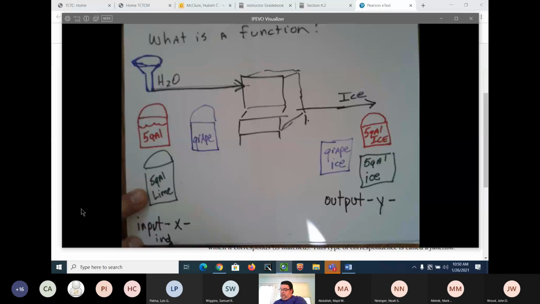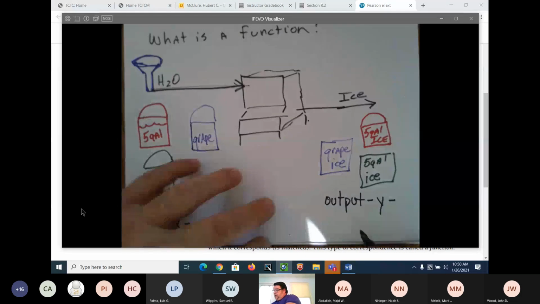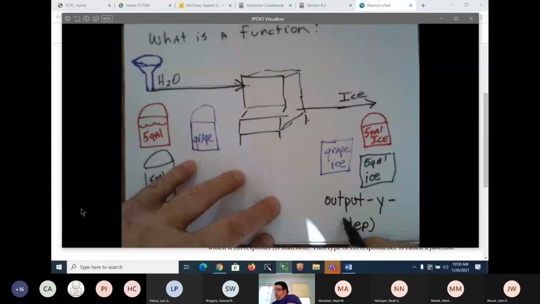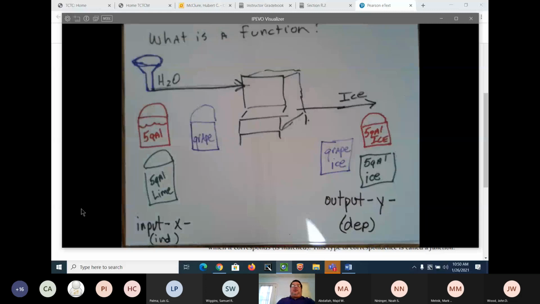Independent and dependent. And remember, you can't have ice if you don't have water. That's how you know the difference between independent and dependent. You can't have profit if you don't have what? Cost. You can't make money unless you what? Spend money. Spend money. All right.